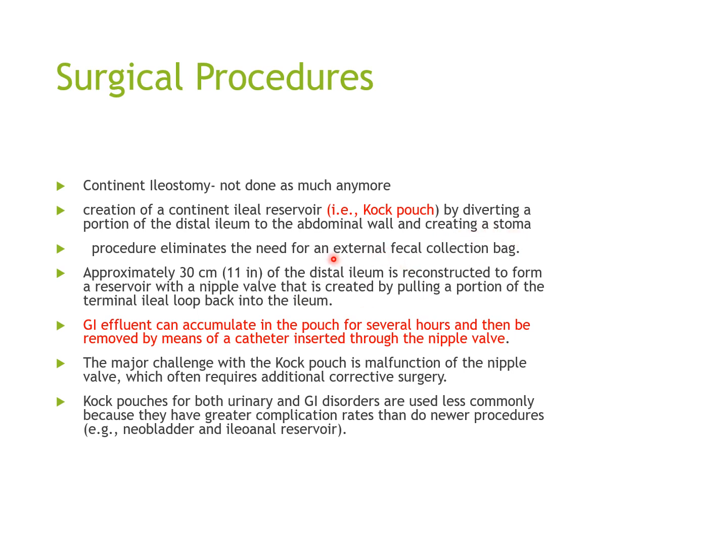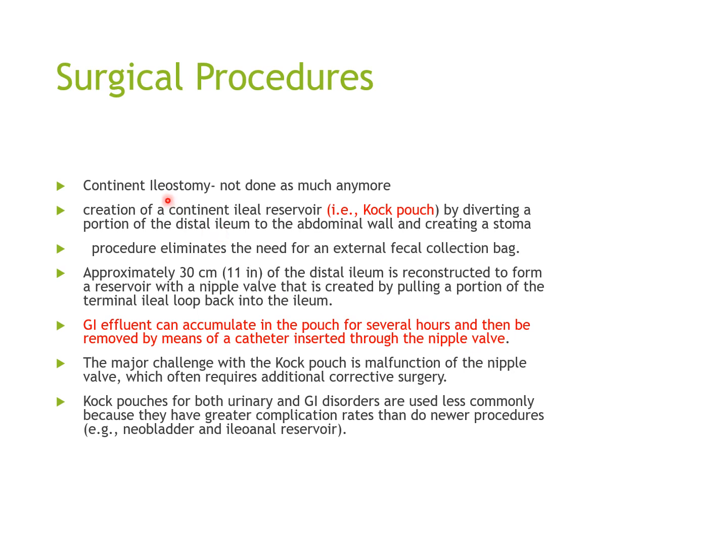So this type, the key word is you do not need a fecal collection bag. You get rid of all this junk in there by basically inserting a tube and then draining the pouch, all right? So the GI effluent can accumulate in the pouch that they've created from the abdominal tissue, and then it's removed by means of a catheter that they insert through the nipple valve. This is how this works.